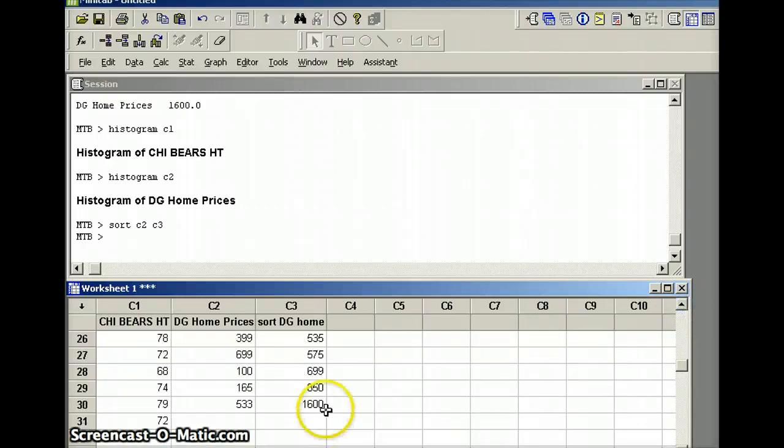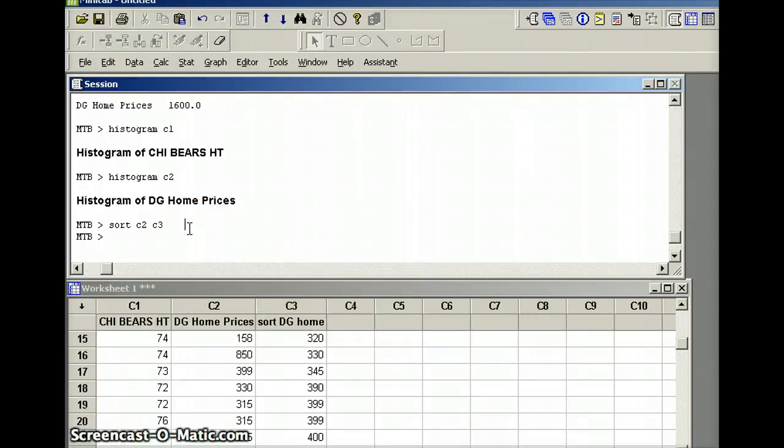In our Downers Grove data set, we had 30 numbers. So there's 15 in the first half of the data set. There are 15 in the second half of the data set. So if that's the case, the average of 15 and 16 should give us the median. And you'll notice we have 320 and we have 330. So based on that, it appears that the median home price is half of 320 plus 330, or 325. Of course, that represents $325,000.